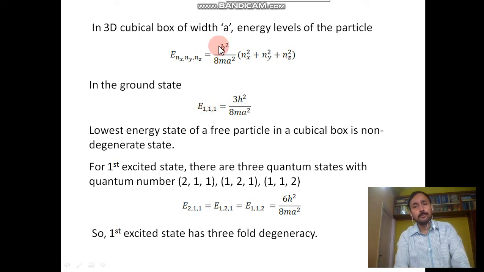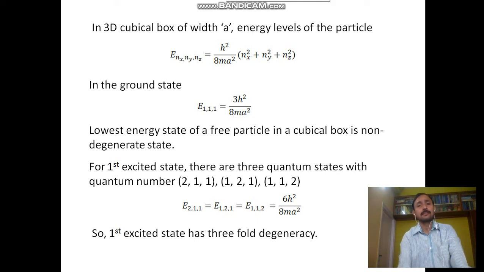So the energy eigenvalue becomes E111 is equal to 3h square by 8ma square. So this is the lowest energy state for a free particle in a cubical box, and it is non-degenerate because it has only one energy value and only one wave function.